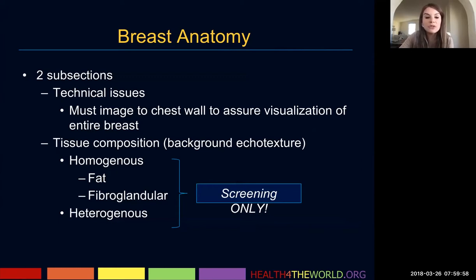There's also this new section related to tissue composition, and this is analogous to how we report breast density on mammography or BPE on MRI, or composition on MRI. And so they state that in a screening ultrasound, so if your group or your practice is doing screening breast ultrasound, you should state the tissue composition, and we're going to look at examples of these, but this can be homogeneous fat, homogeneous fibroglandular, or a heterogeneous tissue composition.